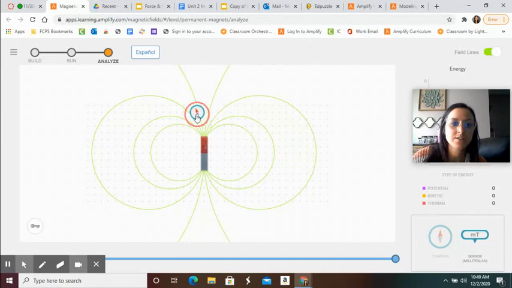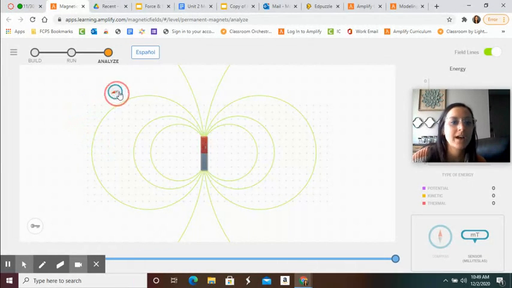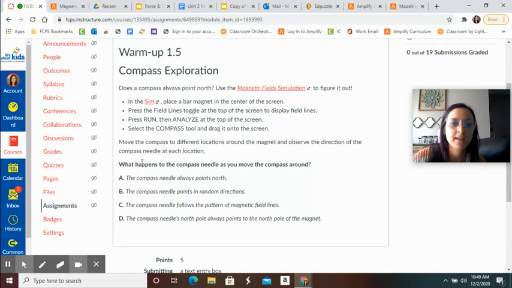And I kind of just move the compass around and kind of observe what I see. And I can see that that needle of the compass is moving as I move it. And it doesn't matter how far away or how close this compass is, it is still being affected by the magnet. And so in the warm-up, it wanted you to answer what happens to the compass needle as you move the compass around.